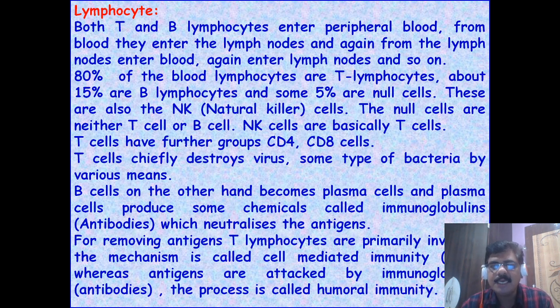NK cells are basically T cells, and these T cells are further grouped into two types: the CD4 cells and the CD8 cells. T cells simply destroy the viruses and some types of bacteria by various means. The B cells, on the other hand, become plasma cells which produce the chemicals called immunoglobulins or antibodies, which neutralize the foreign particles or antigens.